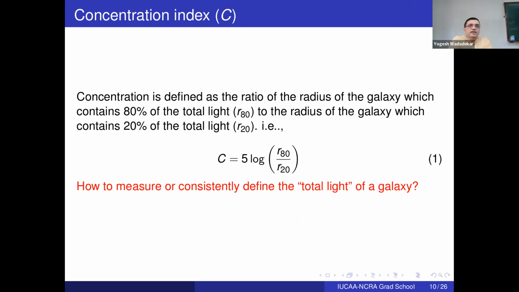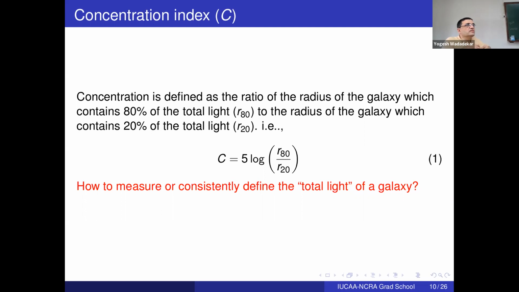It's defined as the ratio of the radius of the galaxy which contains 80% of the total light to the radius of the galaxy which contains 100% of the total light. So it's defined like that. Of course, it's a log scale. Now, the problem arises: how to consistently define the total light of a galaxy.